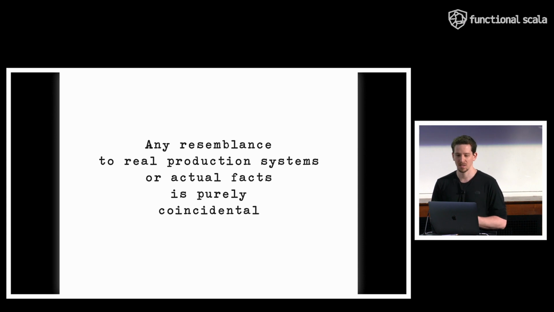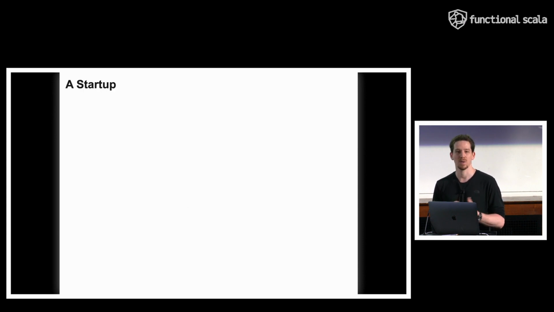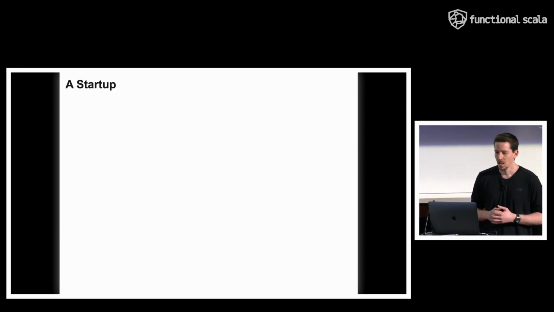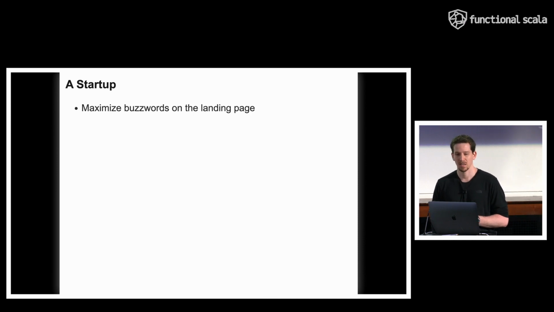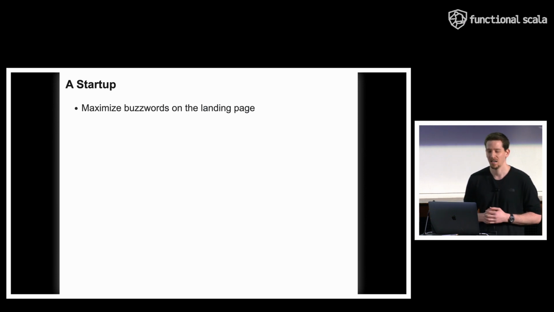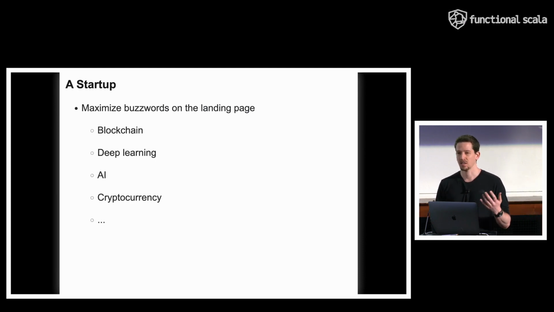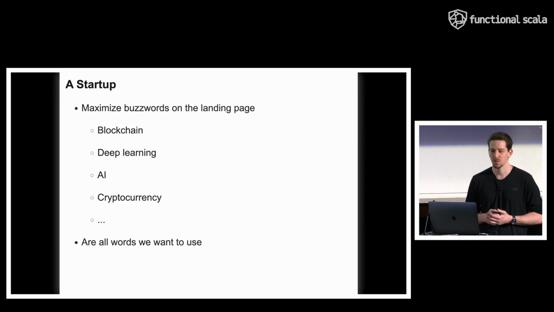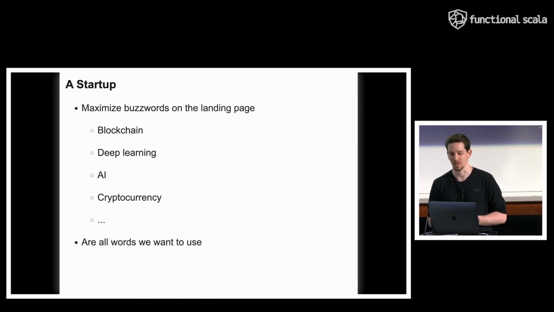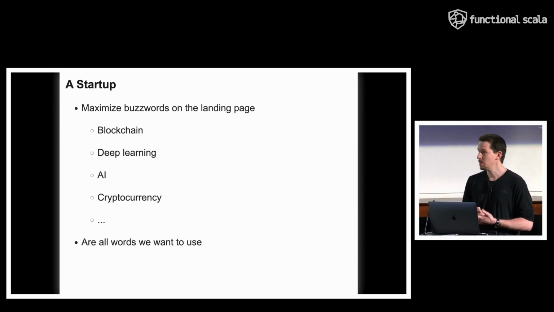So with this disclaimer out of the way, let's imagine that you're trying to make a startup. And you want to maximize buzzwords, because that's probably the way to succeed in a startup. The more buzzwords you have on your landing page, the more likely you'll be successful. Blockchain and deep learning and stuff like this are just words that we really want to use on our landing page. So with this in mind, we can build a startup.